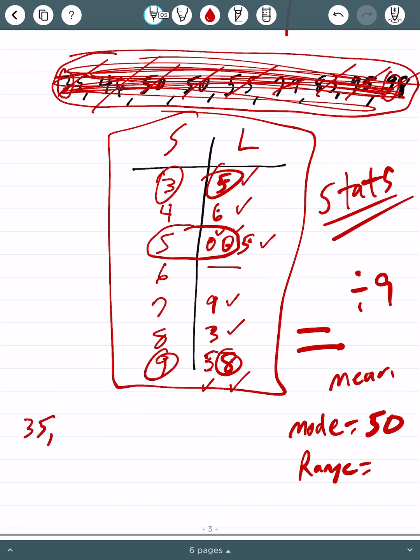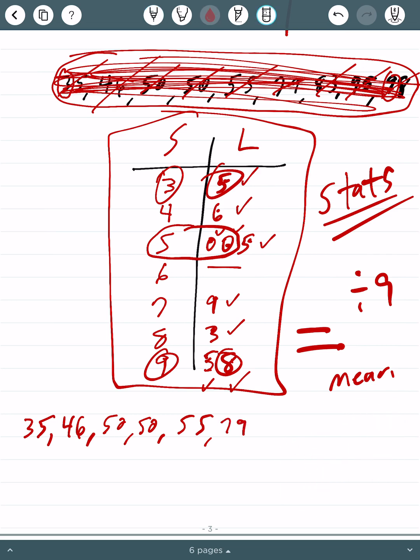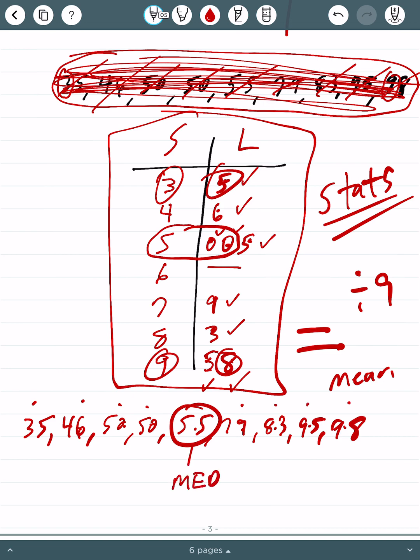You list out all the numbers. In this case, we got lucky because it's an odd set of data, so I can easily find the median. I'm going to erase this so I have some room here. Make it a little easier. 79, 83, 95, 98. 1, 2, 3, 4, 5, 6, 7, 8, 9. So I got all the numbers written down. Right there's the median. 1, 2, 3, 4 on that side, 4 on that side. Good. Median.